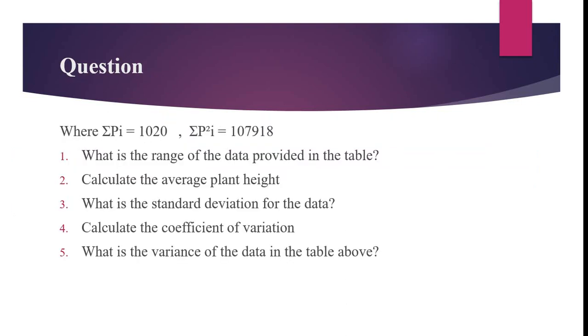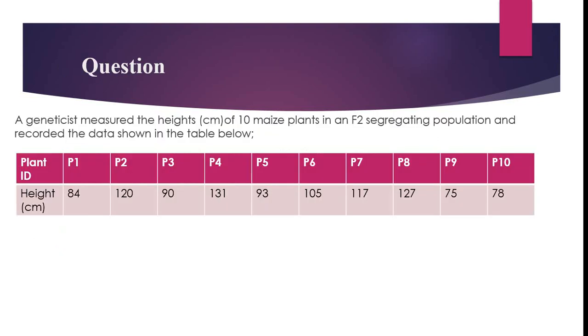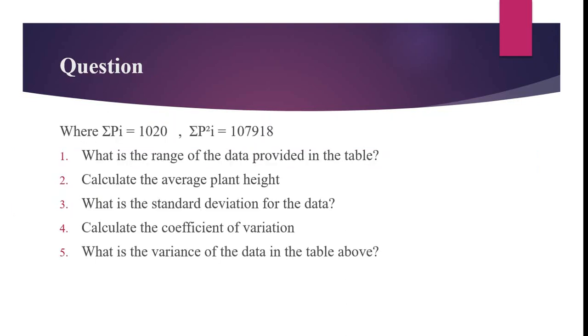And we were so lucky that in this question, they calculated some parameters for us. A parameter like the sum of the p's, the observations, right? So they added the heights. So sigma p represents the summation of the heights. That is 84 plus 120 plus 90 plus 120 all the way to 70. So when you do that addition, you're gonna get 1020.